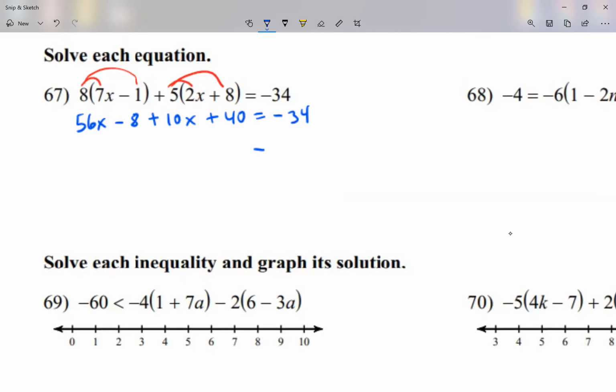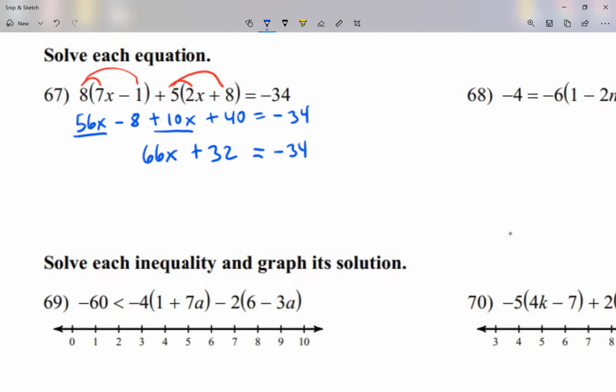All right, so there's my equal sign. On the left side of it, let me combine my like terms. 8x plus 10x, that's going to be 18x. And then negative 8 plus 40, that's going to give me positive 32. And on the right side of the equal sign, I just have a negative 34.